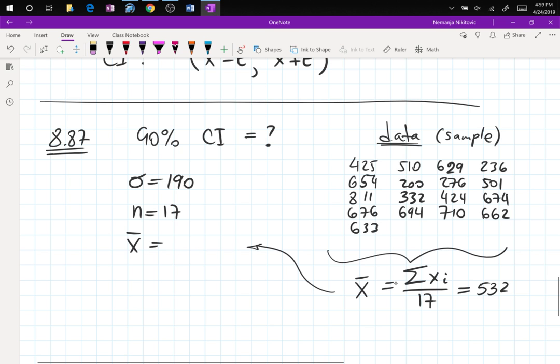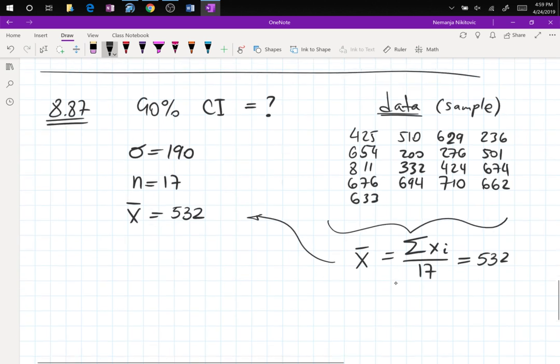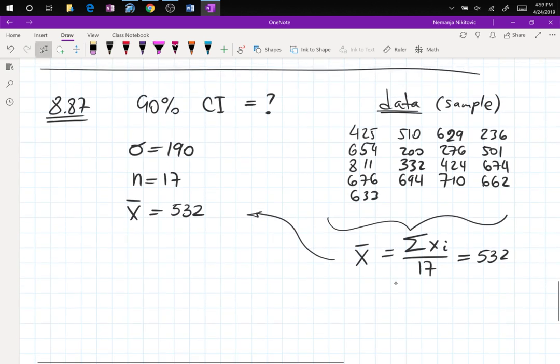Because that one is an outlier. Can anyone confirm this number? Thank you. So we have 532. All right. And they also want to know the margin of error in this problem. Great.